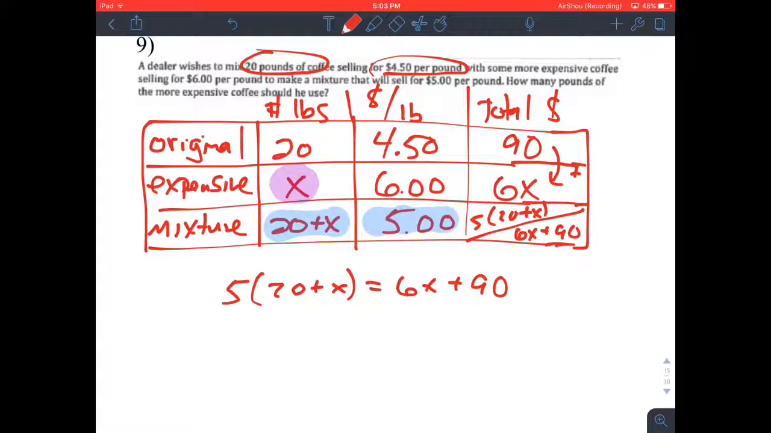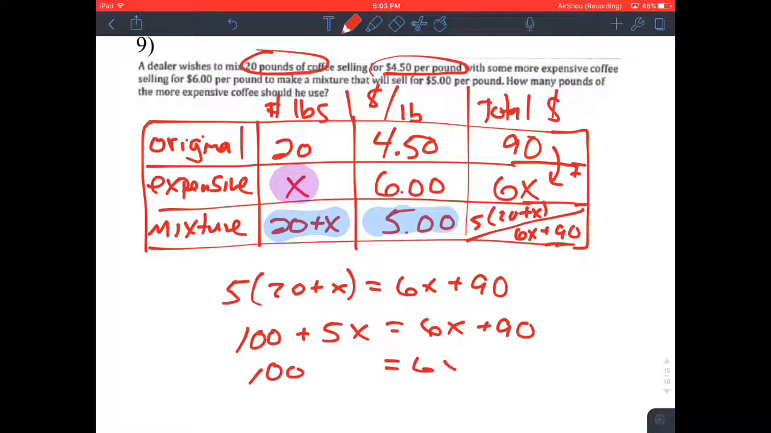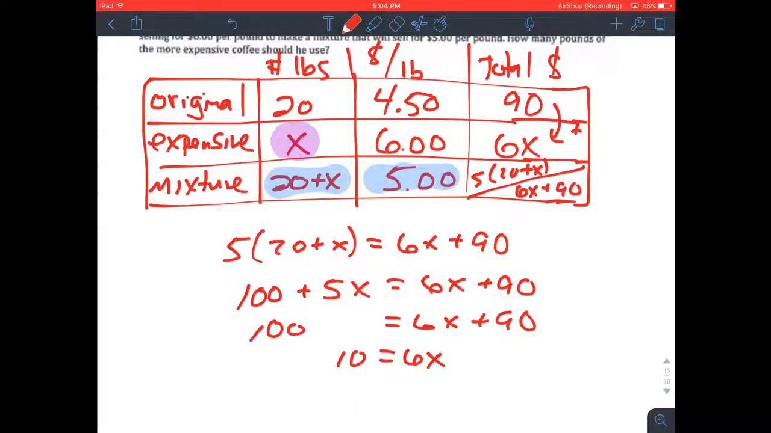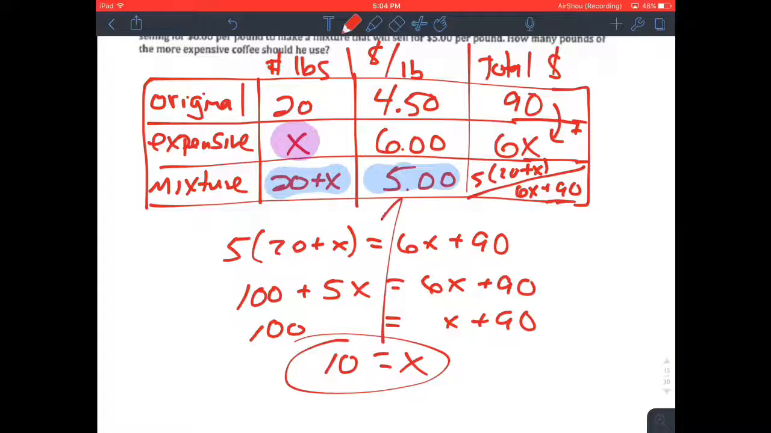If we distribute the 5, we're going to get 100 plus 5X. If we subtract 5X from both sides, we're going to get 100 is 6X plus 90. If we subtract 90 from both sides, we get 6X is 10. I made a mistake. Let me go back a step. If we subtract 5X from both sides, we're going to get 100 equals X plus 90. If we subtract 90 from both sides, we get 10 equals X. That means they should add 10 pounds of the more expensive, and that would make sure that your coffee mixture is $5 per pound.